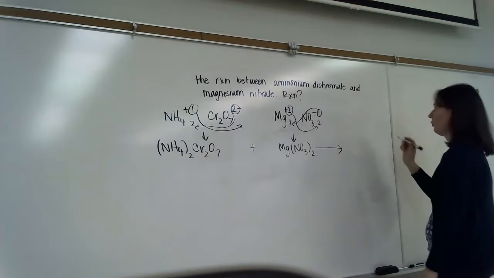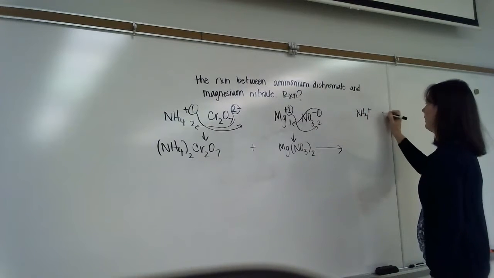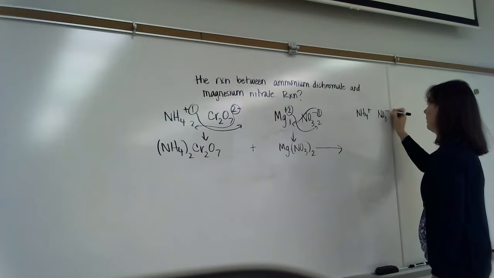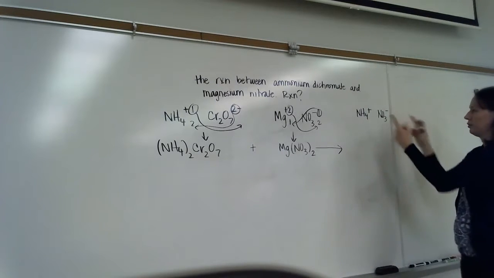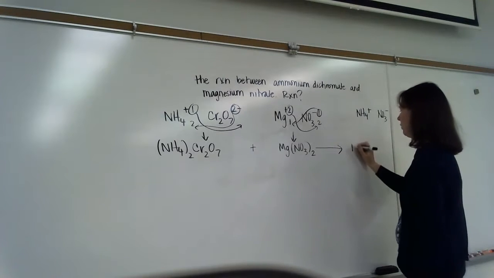So let's rewrite that formula. Ammonium is going to be NH4 plus. Nitrate is NO3 minus. So when I crisscross those, do I have any subscripts? That's a 1-to-1 ratio, right? So that's NH4NO3.